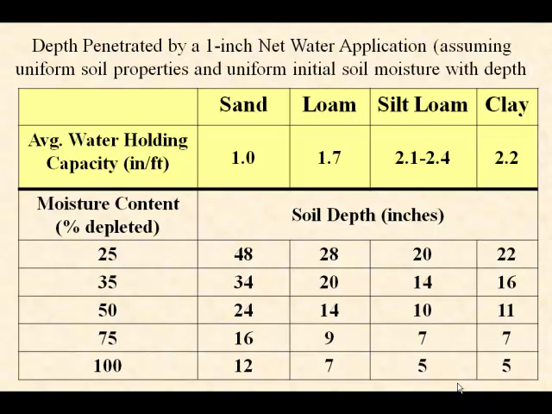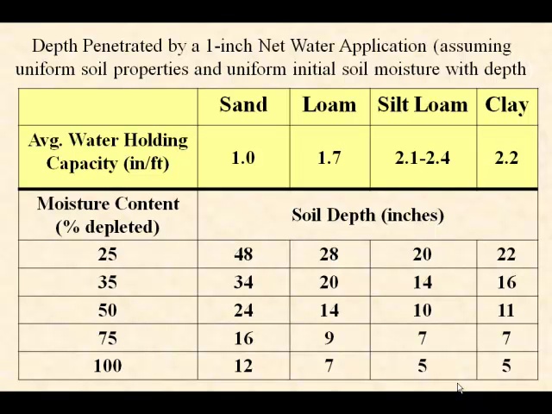When I put this slide in, I put it in just for this line, but I got to thinking as I was sitting back there, this is kind of important too. This talks about the depth of wetting if you added 1 inch of net water application and you had uniform soil moisture with depth, which is kind of tough to find. That's more of a theoretical thing than reality, but it still gives you a pretty good idea.